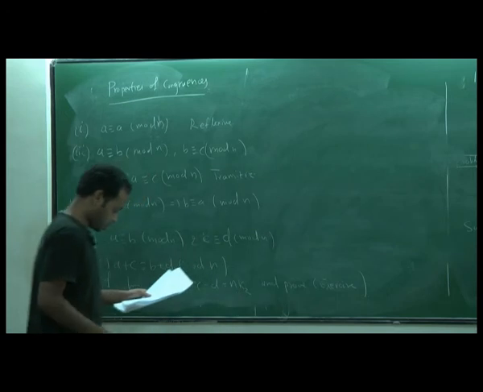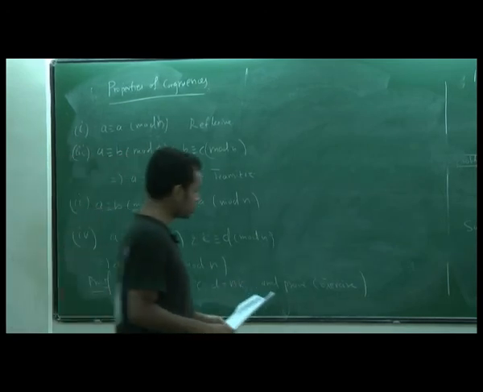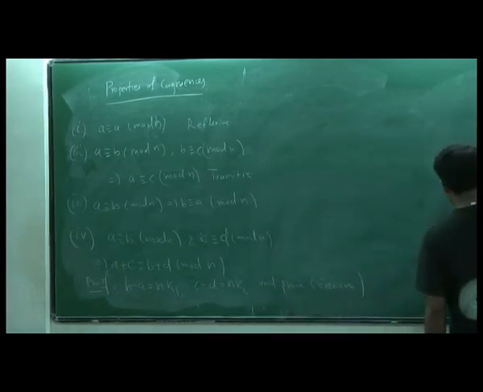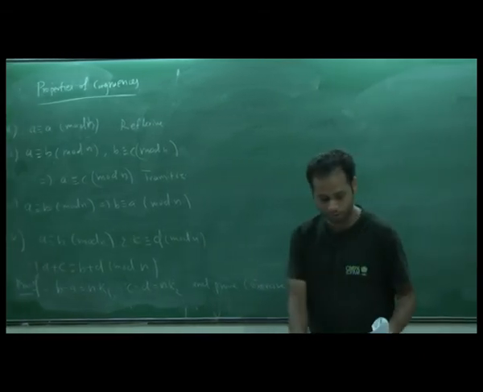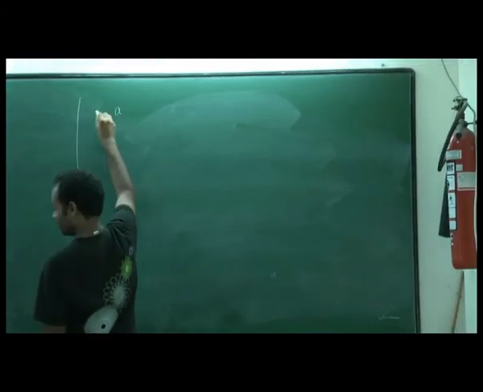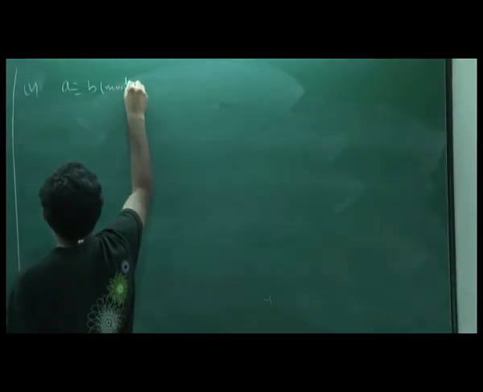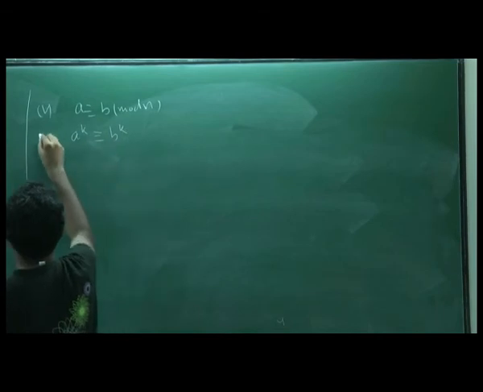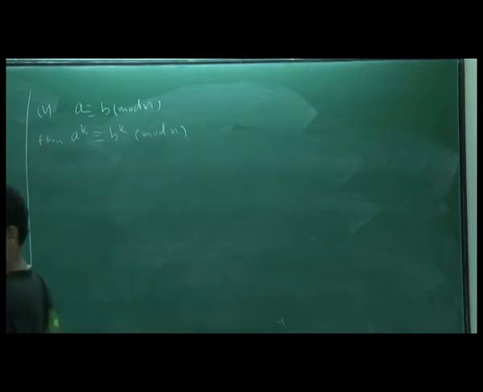Okay, so this way you prove it, and just now we proved something which is also a nice property. No, that you proved. You proved something just before. Exactly. If A is congruent to B mod n, then A power k is congruent to B power k mod n. That you proved, right? That you proved by induction.